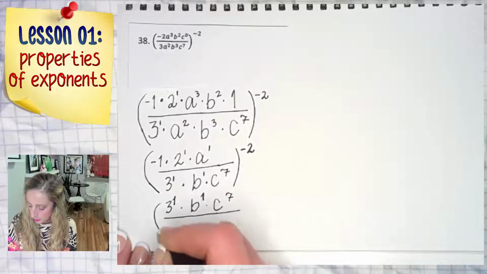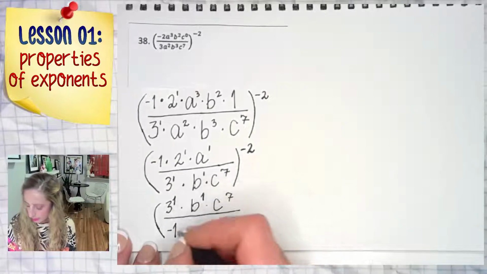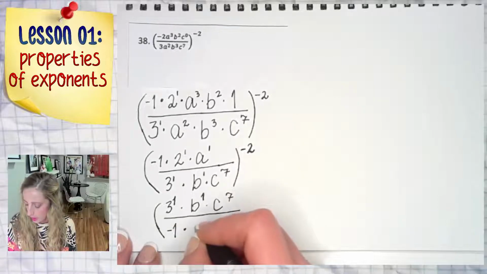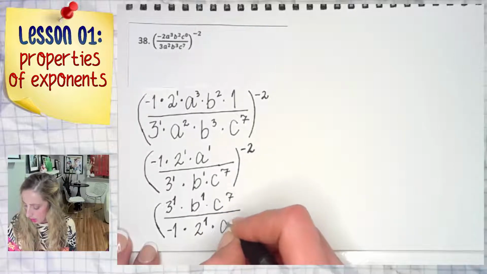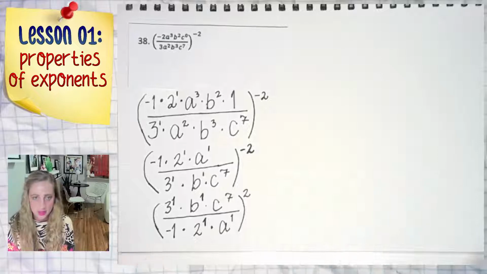over -1. I'm just going to leave it as -1 right now. And 2 to the 1 and a to the 1. Now it's to the positive 2nd power.